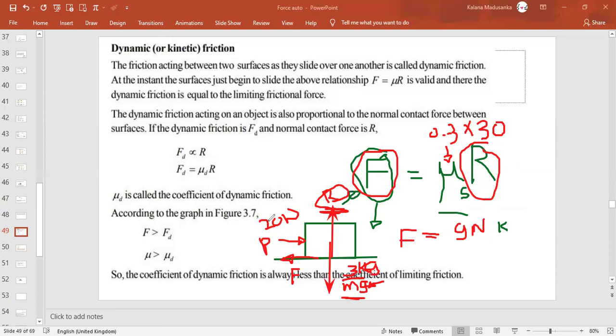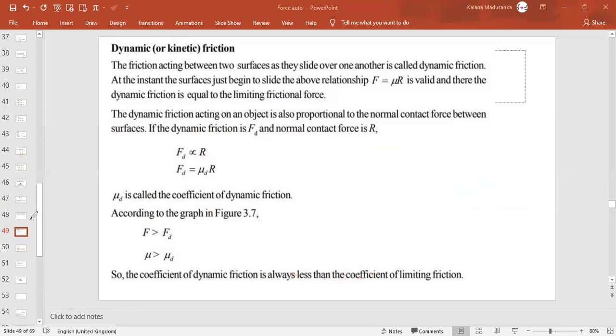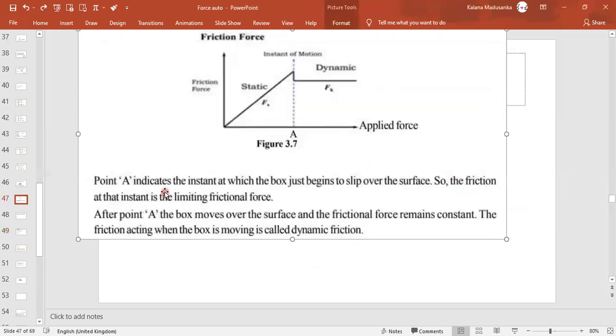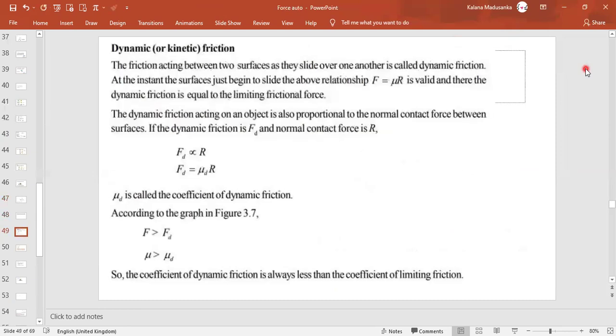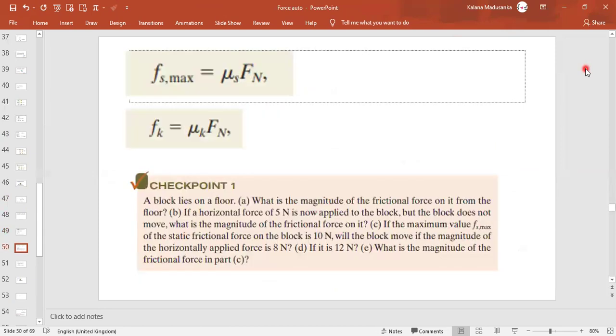9 newtons. So if I apply the force of 20 newtons, the friction adjacent to that is 9 newtons. However, that is only for the static condition. But if it is in motion, you have to apply that mu k value. Those values will be given in the exam. Okay, you can see the mu k and mu s.